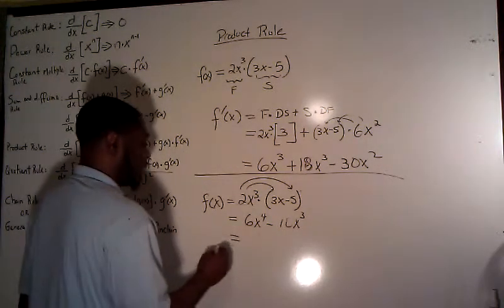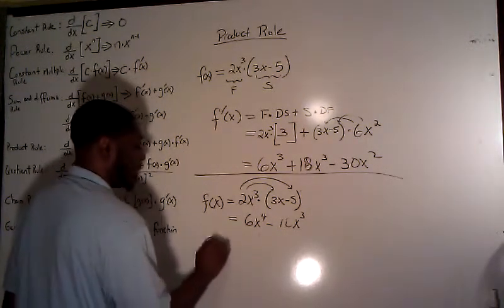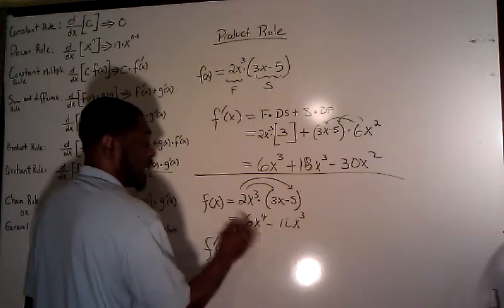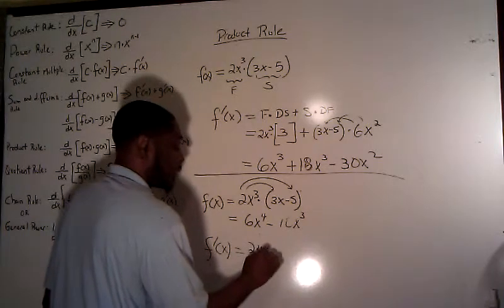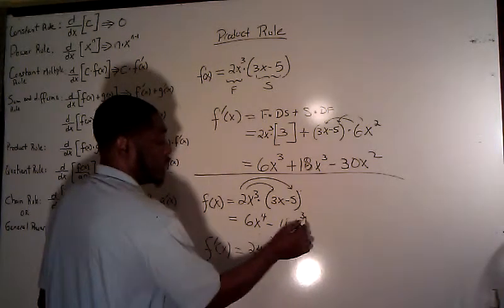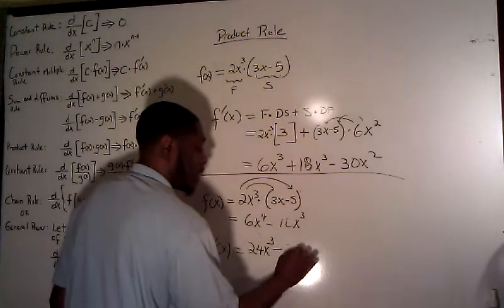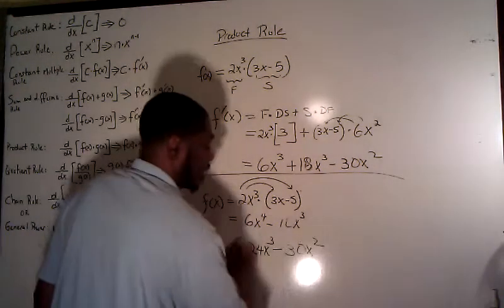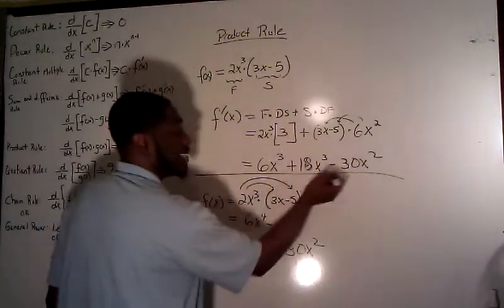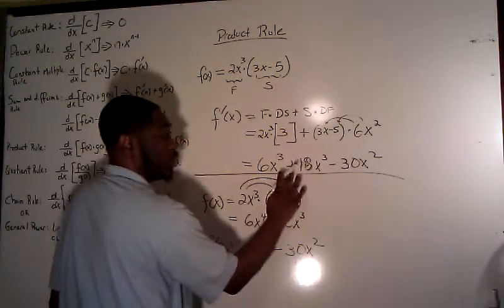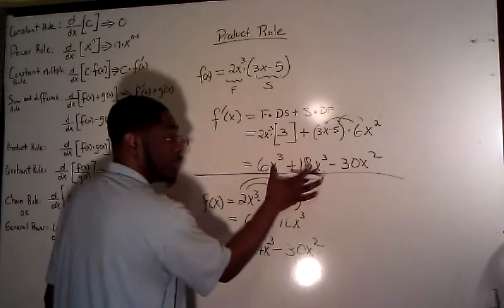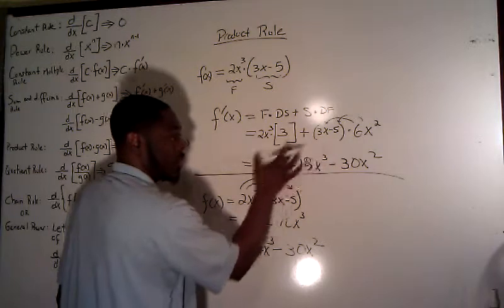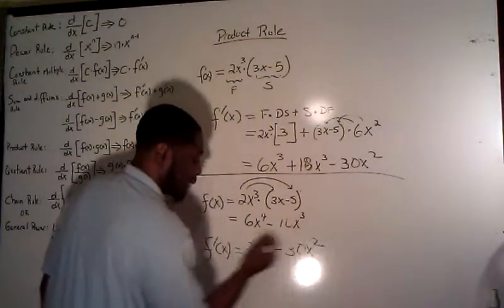So now if we were to take the derivative of it, f prime of x, would be multiplying this here. So 6 times 4, that's 24, x cubed. And then 3 times 10, that's what? 30x squared. So this is the derivative of the function, and that is exactly the same as this. Of course, if we add the 6x cubed and the 18x cubed, those are like terms because it's the same base to the same power. That gives you 24x cubed minus 30x squared, which is the same thing as this.